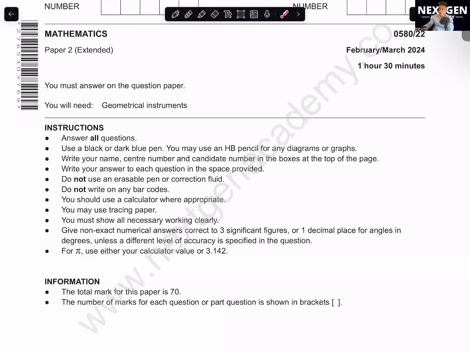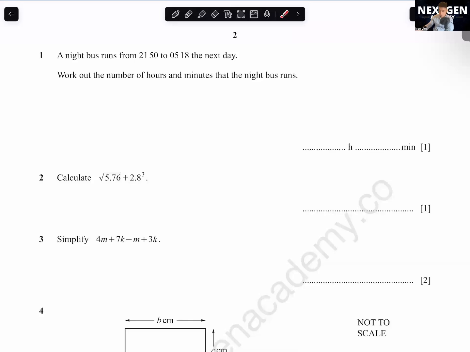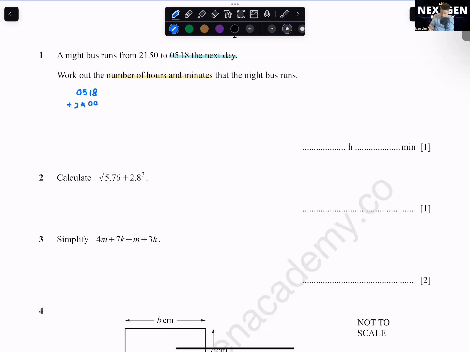Number 1. A night bus runs from 21:50 to 05:18 the next day. Work out the number of hours and minutes that the night bus runs. How do we do this? The next day means you need to add 24 hours. So the first thing you do is add 24 hours to 05:18 because it is the next day. So 29:18 will be your ending time.